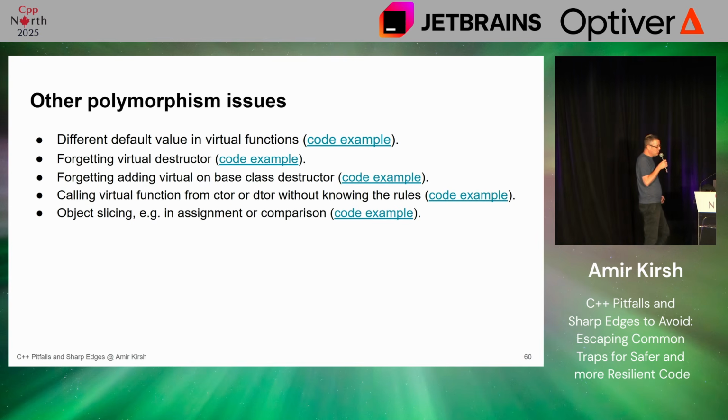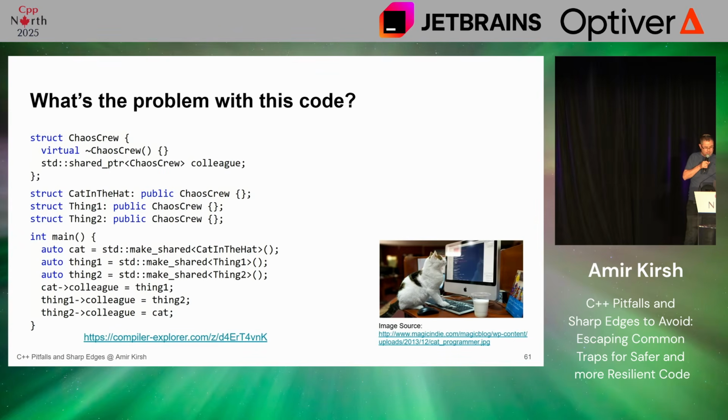So slicing is an issue. How can we avoid slicing? Code review, testing. I mean, if there is slicing and it will cause a problem, the test should handle that. The test should find it.